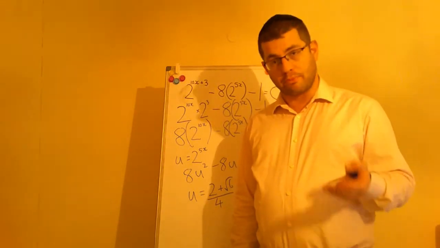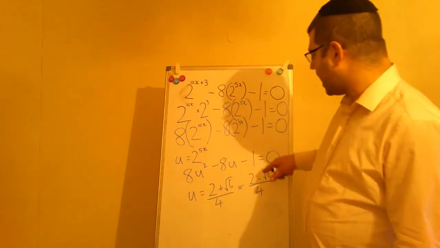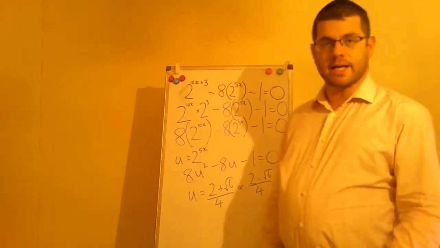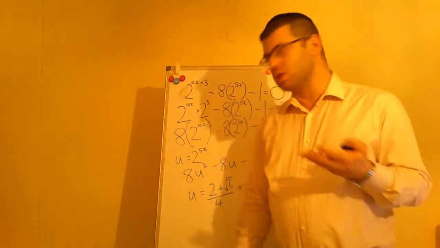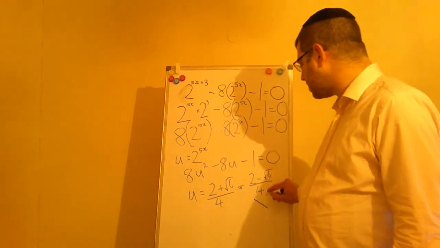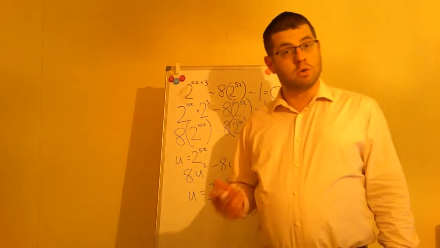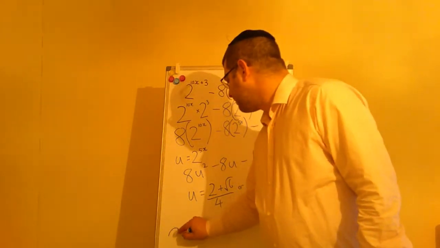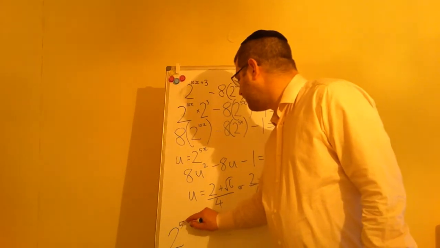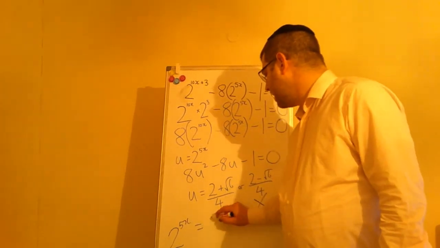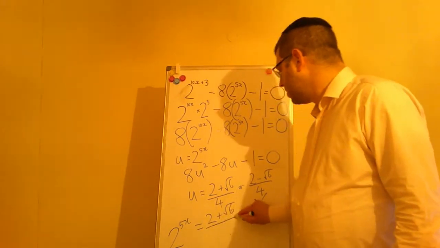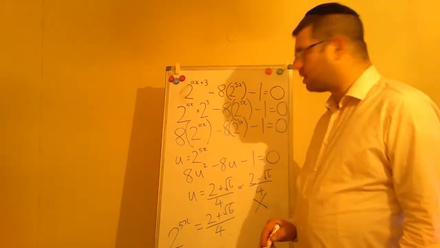Remember what we said in the previous example, that if you set 2 to the power of something equal to a negative result, that cannot happen. Right? There's no solution for x. So that actually won't give you any solution whatsoever. So I only need to solve this. Okay, so we have 2 to the power of 5x is equal to 2 plus root 6 over 4.